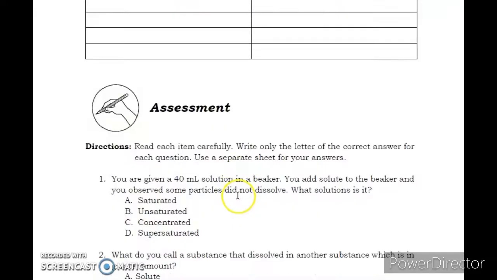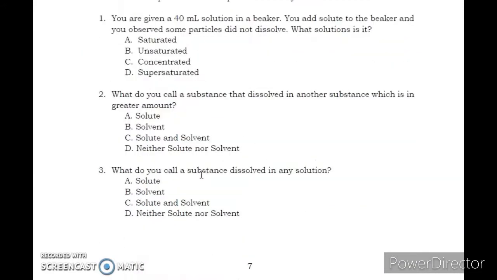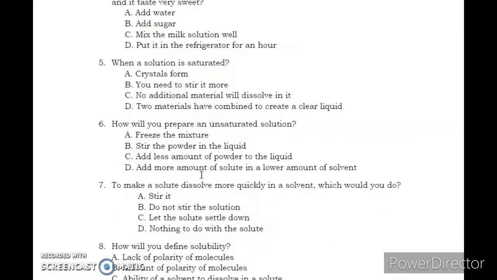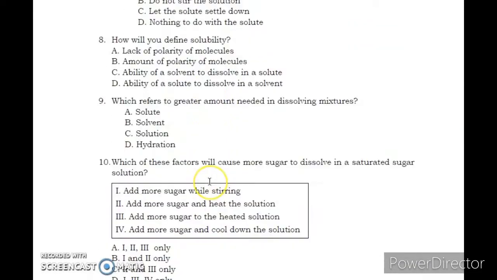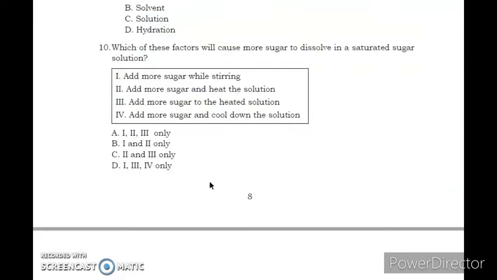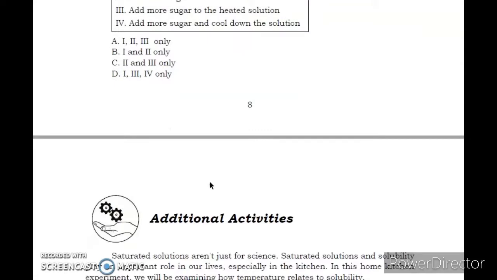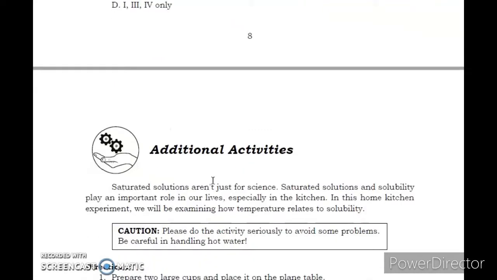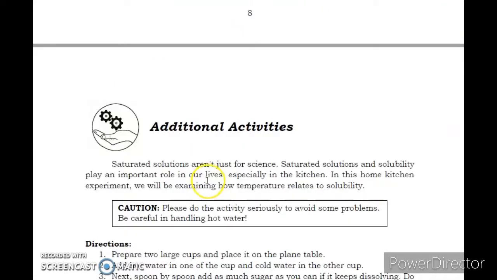Okay. And then, let's have now the assessment or the post test. So, we're going to read the items carefully, write only the letter of the correct answer for each question. So, we have here 10 item multiple choice test. So, basahin ng mabuti. Write down the letter of your answer. That's for the assessment. And for the last activity on lesson 1 of module 4, additional activities.